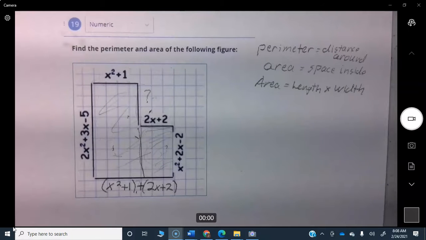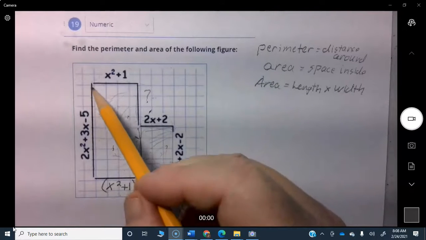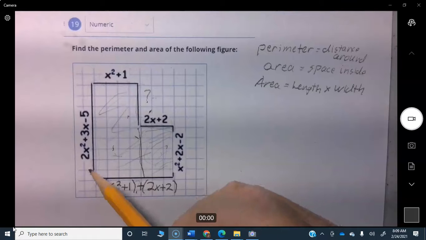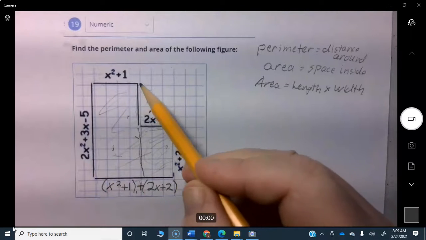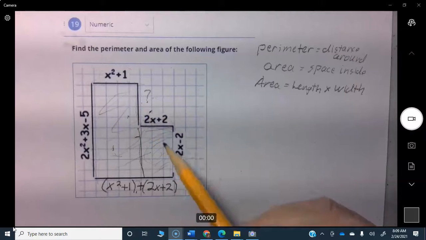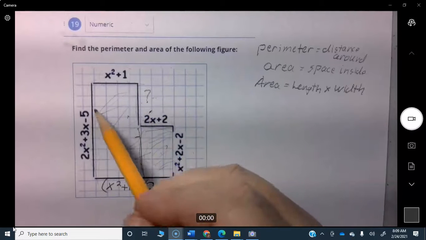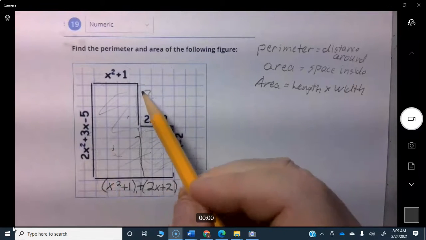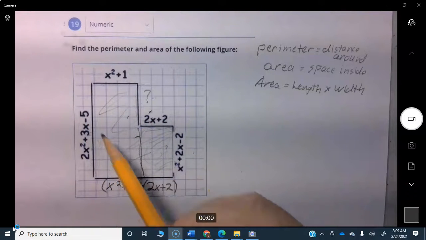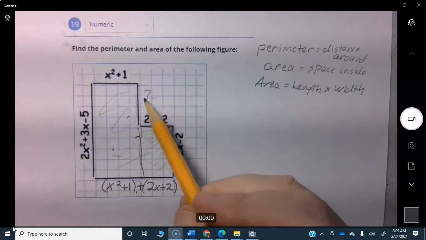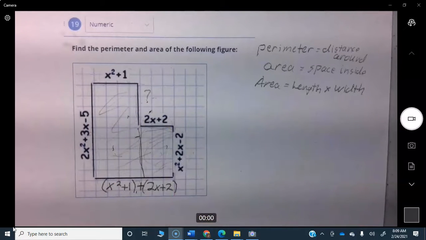See if you can figure out how you would get that side. Okay, so I'm going to tell you here. You can stop the video. Remember, you can always stop the video and think about things. If I take this entire side and subtract from it this side right here, just this side, that will give me this side. Because this side plus this side together have to equal this. So this side plus this side equals this.